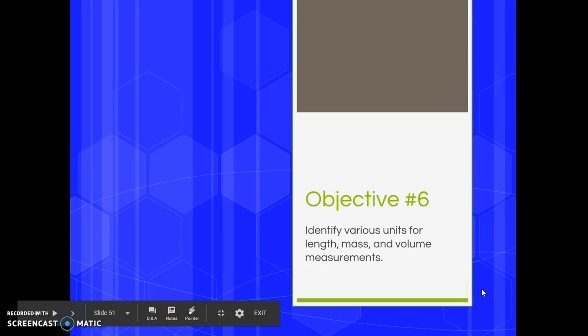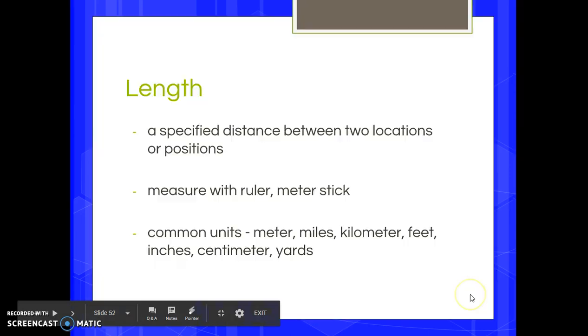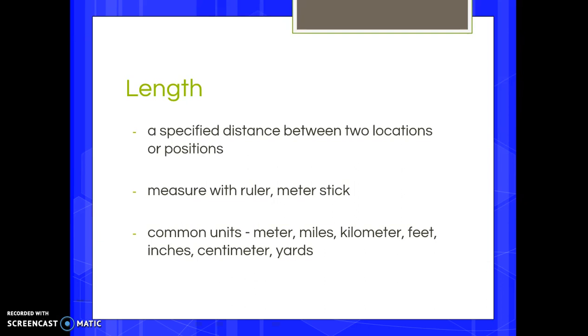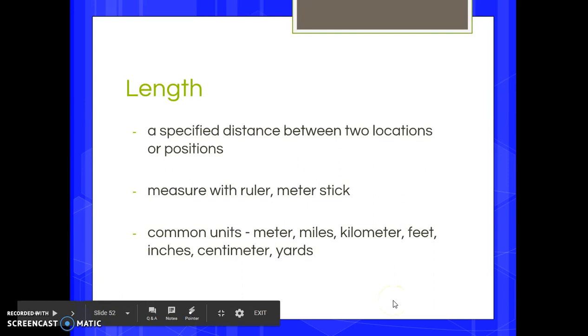So objective number 6, identify various units for length, mass, and volume measurements. So length is going to be the distance between two locations. You measure length with a ruler, a meter stick, a yardstick. Common units might be meters, miles, kilometers, feet, inches, centimeters, or yards. So length is just how far apart two things are.